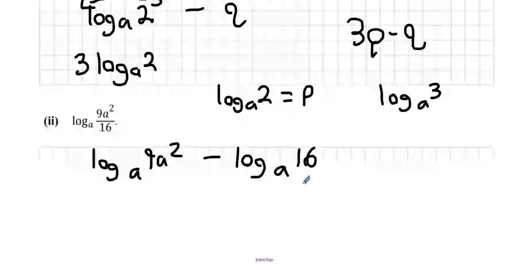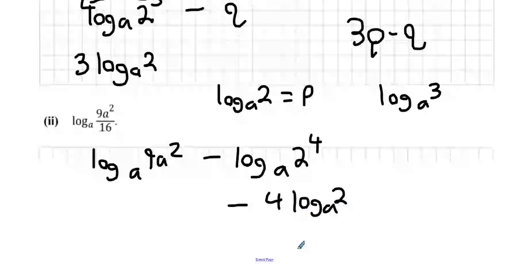Okay. What's the issue? None of these numbers are 2 or 3. So I have an idea. I think my first idea is to turn that 16 into what? Turn that 16 into 2 to the power of 4. Bring the 4 to the front. And now all of a sudden, what do I have there? 4p. We all good?